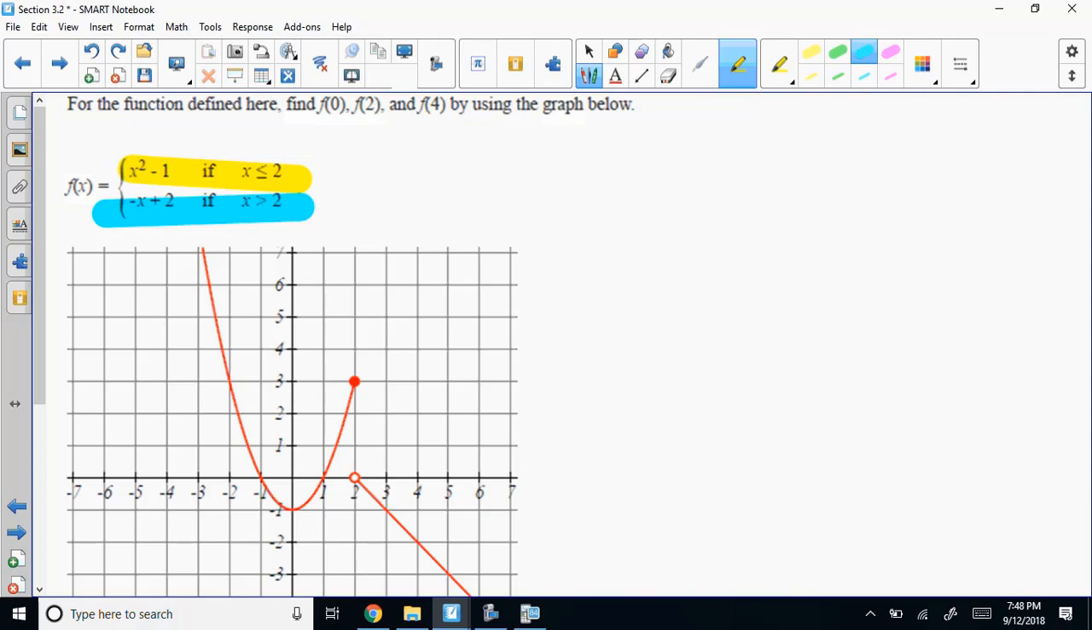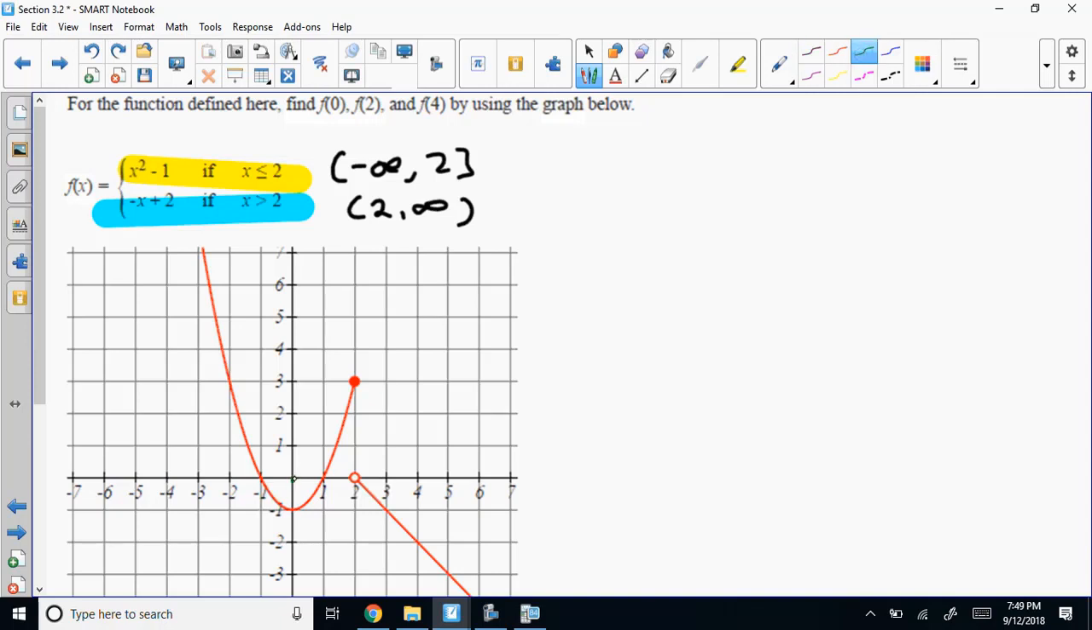There you go. Yeah, because I told you that your domain for the first one was negative infinity all the way up to 2, including 2, right? So if we think of it like this, this one is negative infinity all the way to 2, and this one is 2 to infinity. If I write it in interval notation like that, it's a little clearer where things go. The 0 and the 2 go in the first one, and the 4 goes in the second one. So I don't even have to calculate anything.